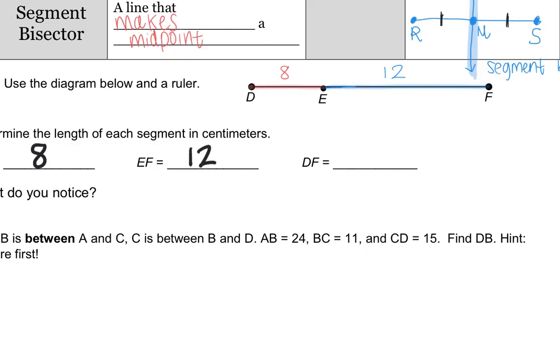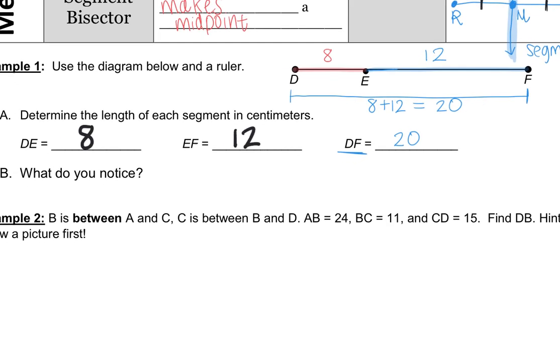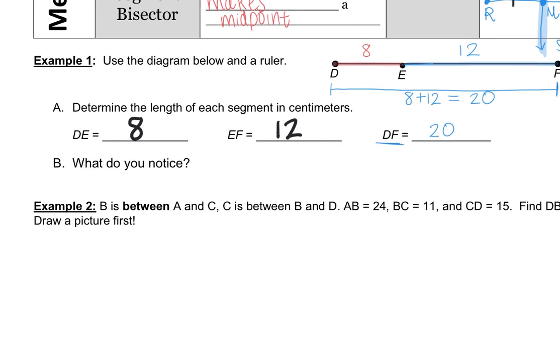My question is, what is DF? So from D all the way to F. I want to know that whole distance. How am I going to get that whole distance? Well, I'm going to have to add part plus part. So I'm going to do 8 plus 12, and it's going to give me my answer. If you put it in your calculator, it should be 20. Okay, so D to F, my length is 20. Something that I wanted you to notice is that I'm doing part plus part equals the whole.